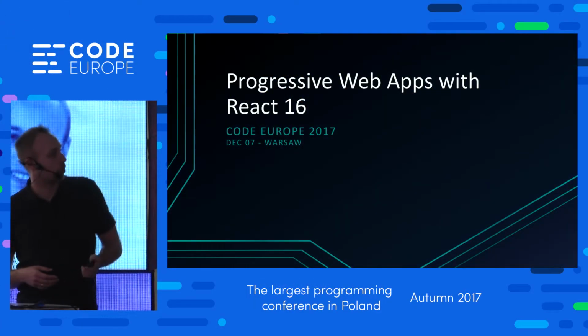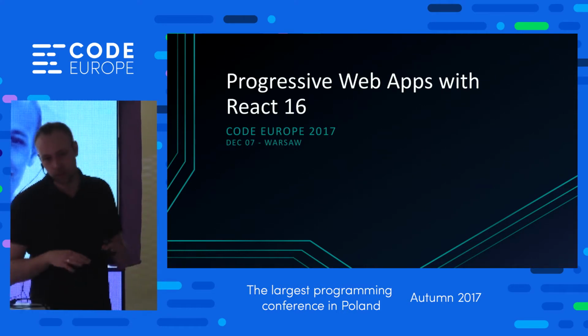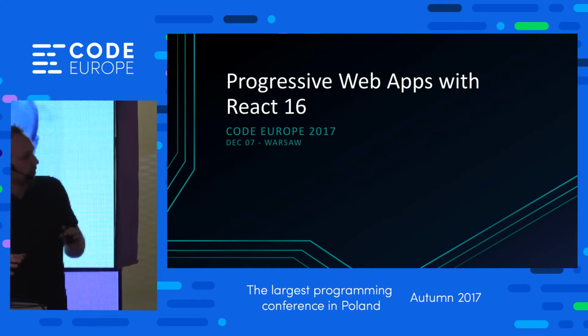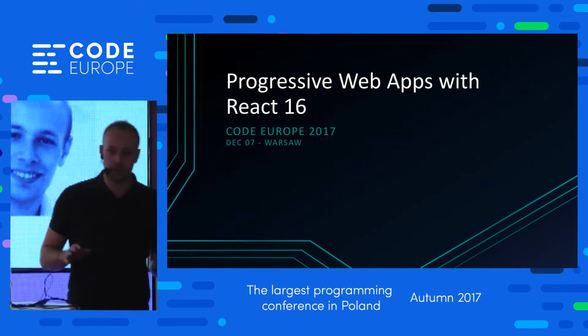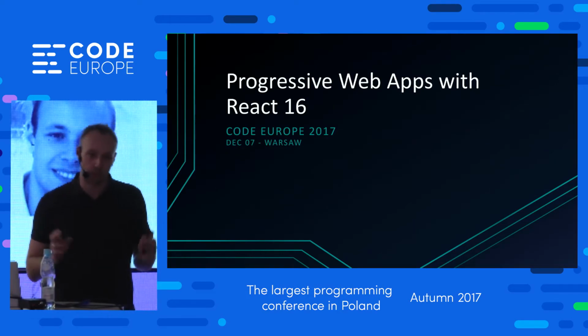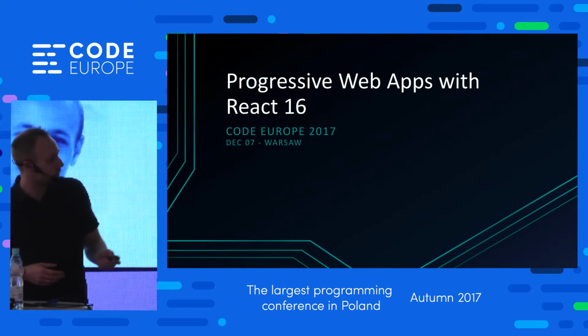For the last year, I've been working on a React marketplace web app for Africa, where the average network level is like the slow 3G we had 10 years ago. So just to make it work, not any fancy stuff, we had to apply a lot of things from the progressive web app trend, and this is what I'm going to talk about today.